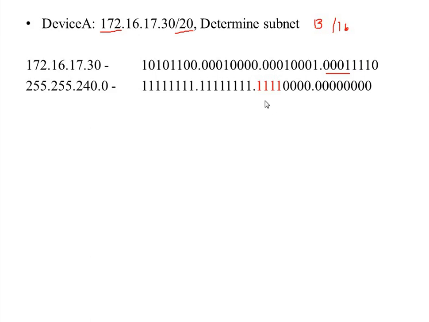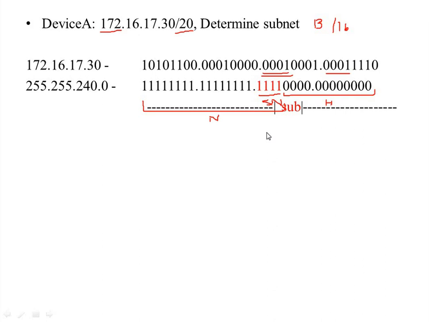You can see that I have taken these 4 bits from the host, and the remaining 12 bits remain for the host, and these 4 bits are for the subnet, which will be a part of your network. This is the total network. This is how you have identified it.